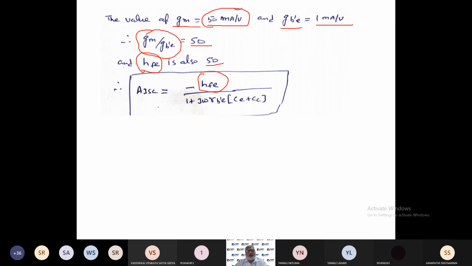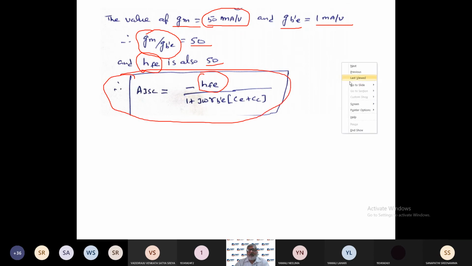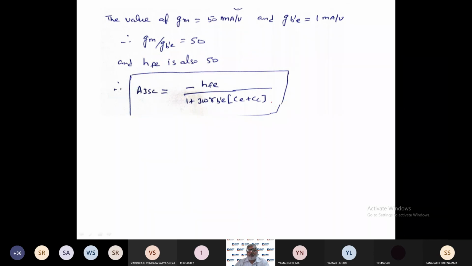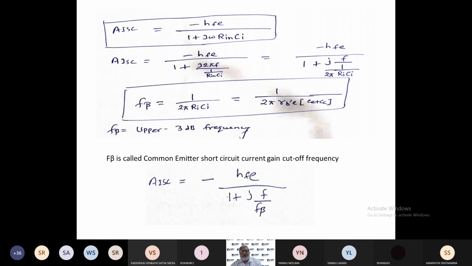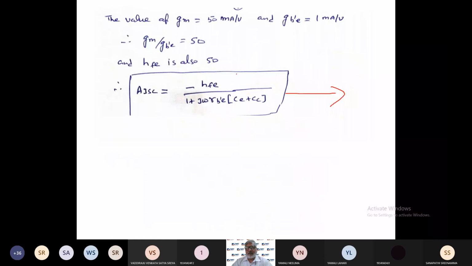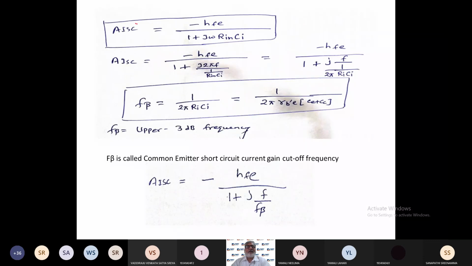Okay. So now the short circuit current gain expression, if it is asked in the examination, then you can calculate up to this point. Further simplification is also there, and that will be in other terms. For example, you can see here how I have written the short circuit current gain: it is equal to minus hfe divided by 1 plus j omega R in times C i.